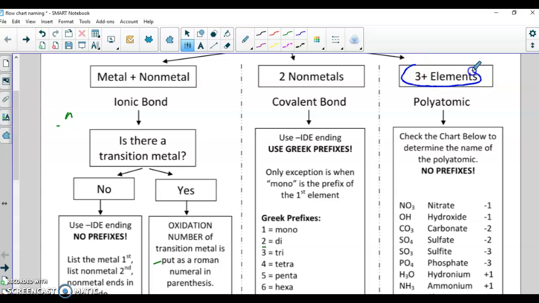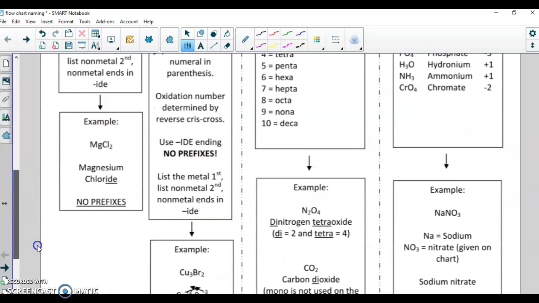So if we're trying to name anything and we see 3 elements or more, we're going to look on the polyatomic ion list. Here's an example of one, like nitrate. Here's the charges, so they're going to work where these things right here are covalently bonded. They're sharing electrons. They're just not sharing the right amount, so they still need to go out and ionically bond to something else. So it's kind of a combo bond.